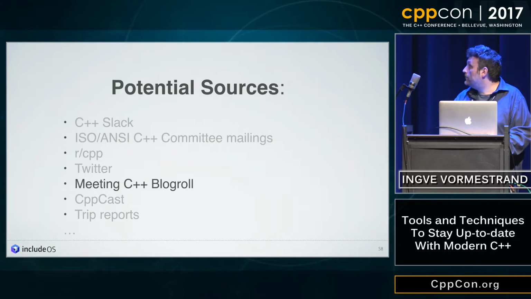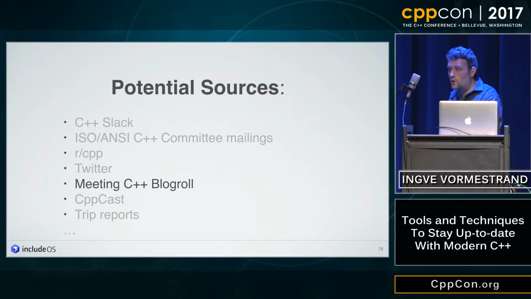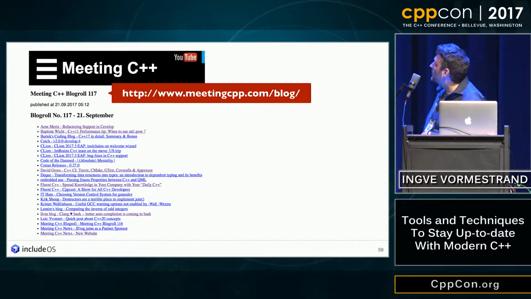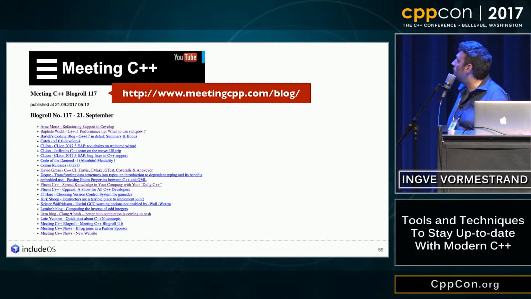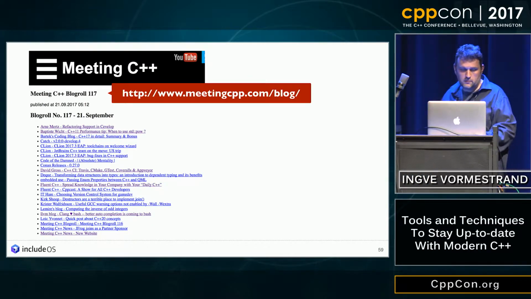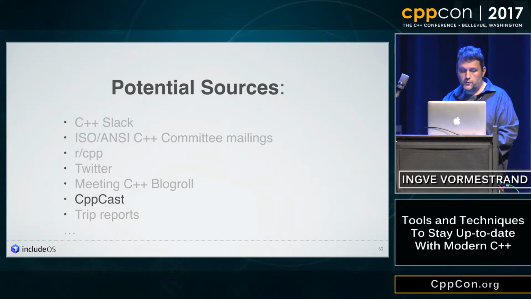Of course, we have Meeting C++. Every week, I think, they publish a blog roll, which is a collection of blog posts that they have tweeted on their Twitter channel. It's really good anyway. This is one of the latest ones. They change every week. Very nice curated list. Of course, you have CppCast, goes without saying. It's the best podcast ever.